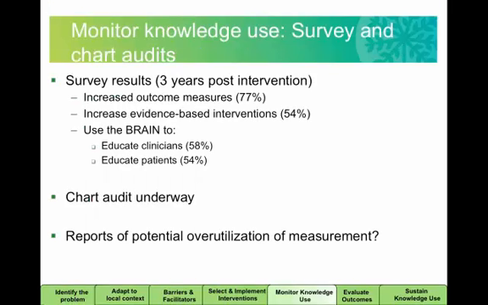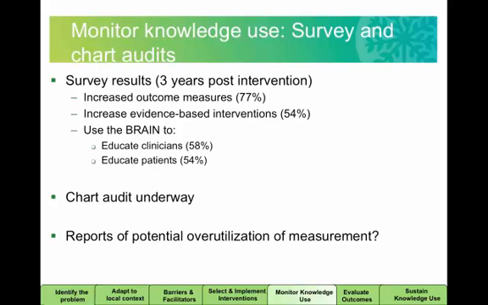For the next step of the action cycle, monitoring knowledge use, we recently did a survey to see how clinicians are using the information in clinical practice. From the clinician's perspective, approximately 77% indicated that they have increased outcome measurement utilization as a direct result of the brain. Additionally, 54% have increased their utilization of evidence-based interventions. 58% of clinicians report they use the brain to educate other clinicians at their site, and 54% indicated they use the brain to educate patients.